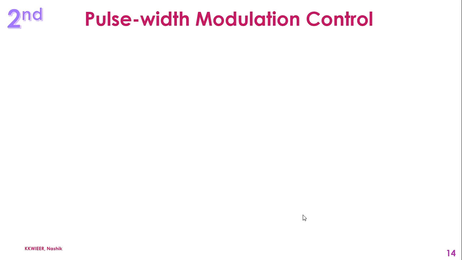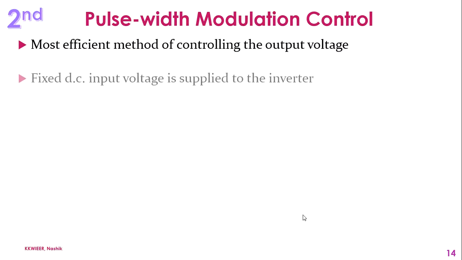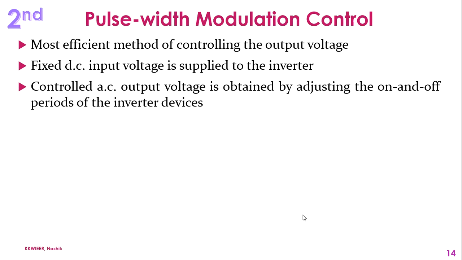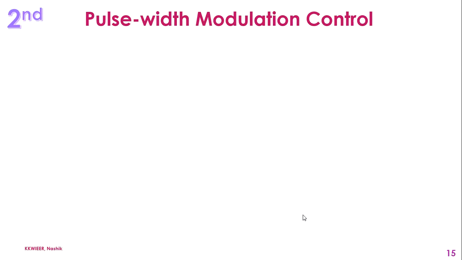Now talking about the pulse width modulation control, this is the most efficient method for controlling the output voltage, and in this the fixed DC input voltage is supplied to the inverter. The controlled AC output voltage is obtained by adjusting the on-off period of the inverter devices. So PWM control techniques are further divided into three parts: SPWM, MPWM and Sine PWM. Single pulse width modulation, multiple pulse width modulation and sinusoidal pulse width modulation.